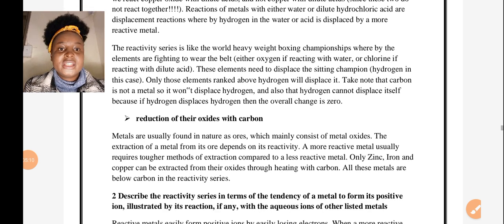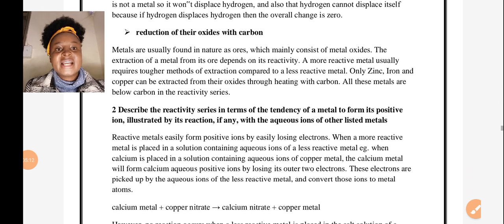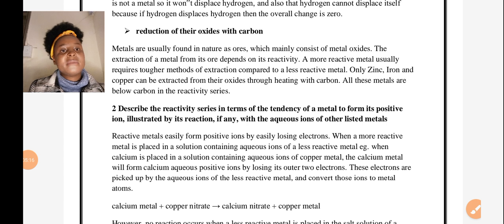So now the next thing we are saying, reduction of their oxides with carbon. Metals are usually found in nature as ores, which mainly consist of metal oxides. The extraction of a metal from its ores depends on its reactivity. So a more reactive metal usually requires tougher methods of extraction compared to a less reactive metal. Only zinc, iron, and copper can be extracted from their oxides through heating with carbon. Carbon is a very good reducing agent. Are we together? All these metals are below carbon in the reactivity series.